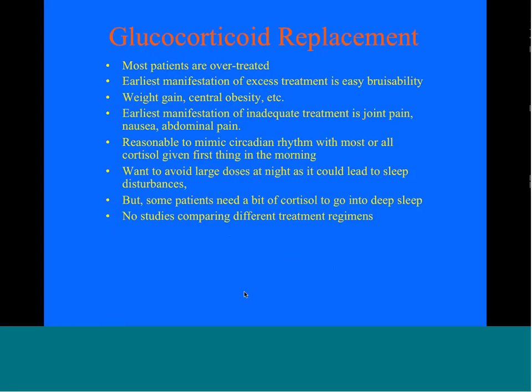It is reasonable to mimic the circadian rhythm, with most or all of the cortisol given in the morning, although I think many patients need some of it in the afternoon. In general, you want to avoid large doses at night as it could lead to sleep disturbances. But as I'll show in the next slide, I did research several years ago showing that most patients need a bit of hydrocortisone at night to go into deep sleep. Unfortunately, there have been no studies comparing different treatment regimens.